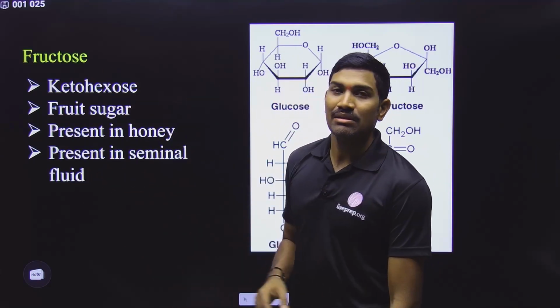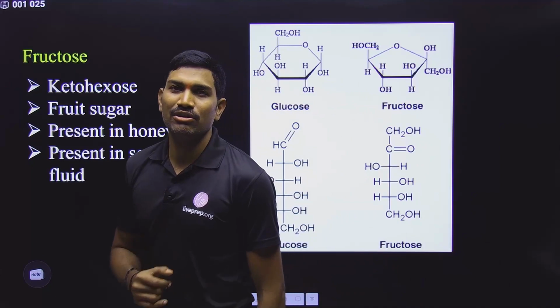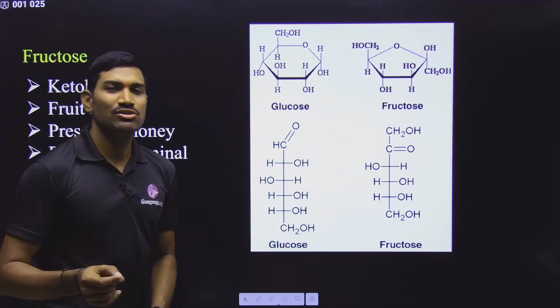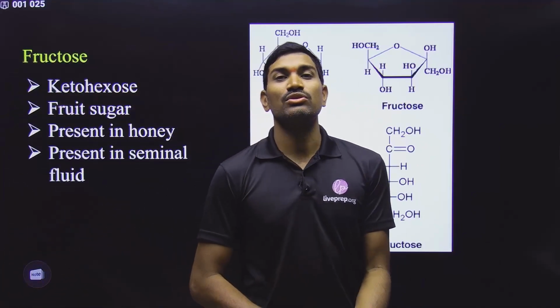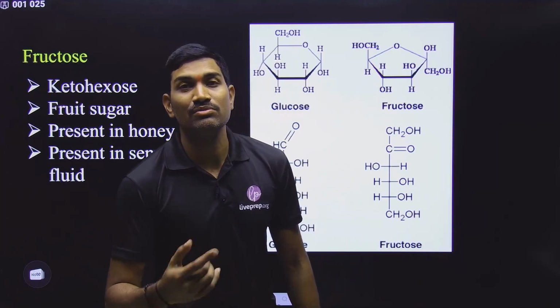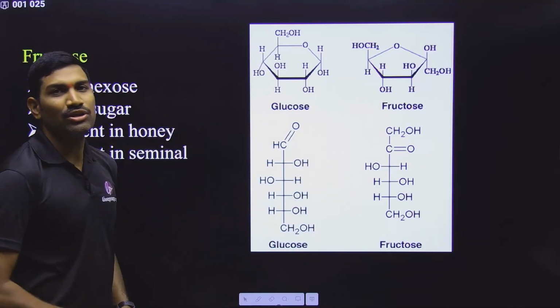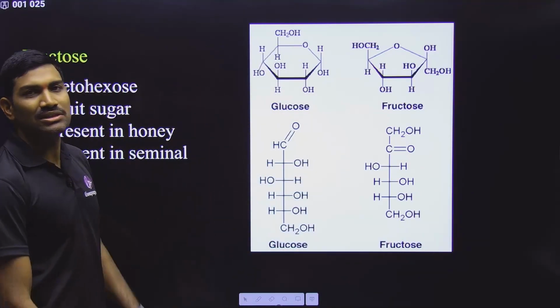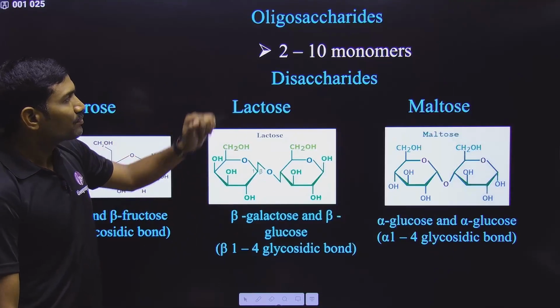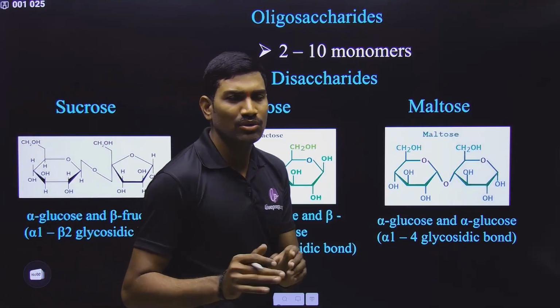Next one. In the seminal fluid, in the human reproduction chapter you have studied this. The seminal fluid also has fructose, and this fructose is used as an energy source for sperm cell motility. Yes or no? So that point also we have studied. So please interlink all this information. Clear? So these are some important examples for monosaccharides.